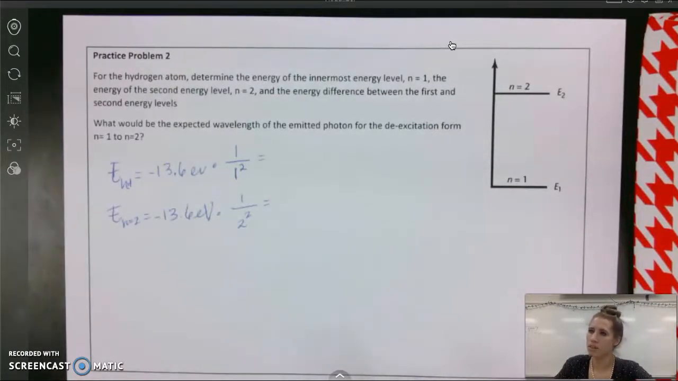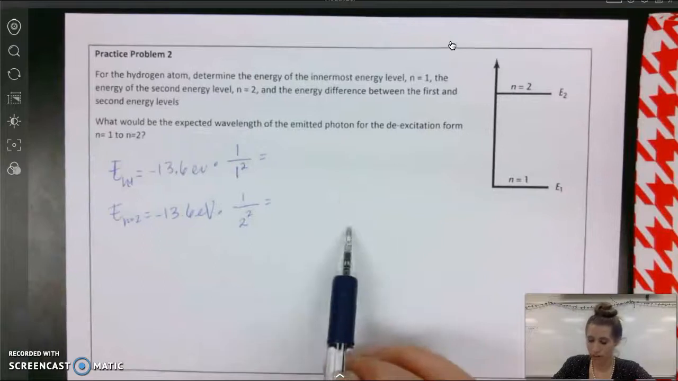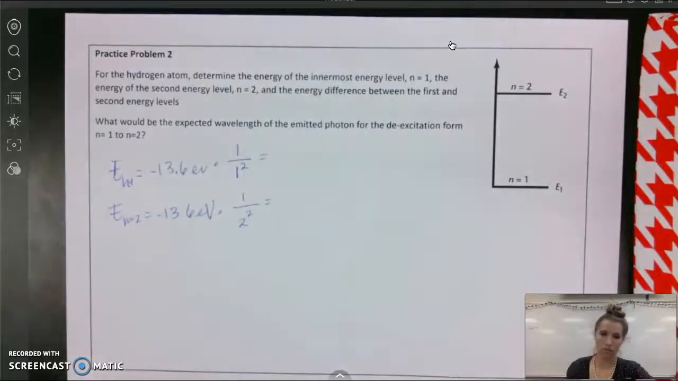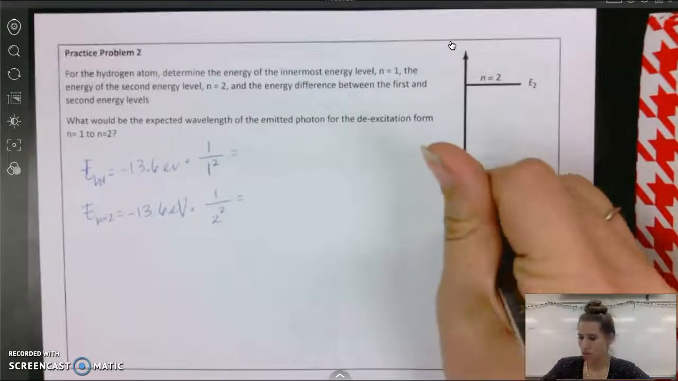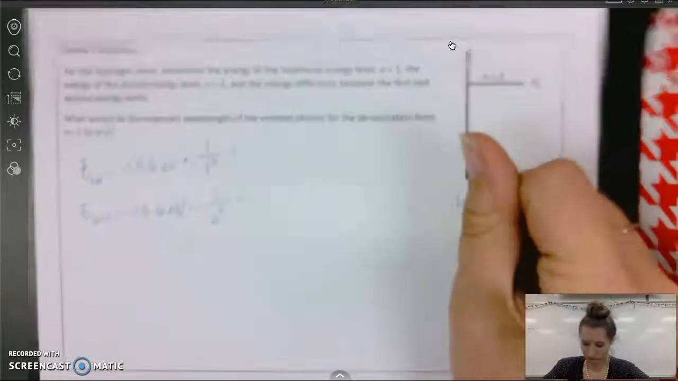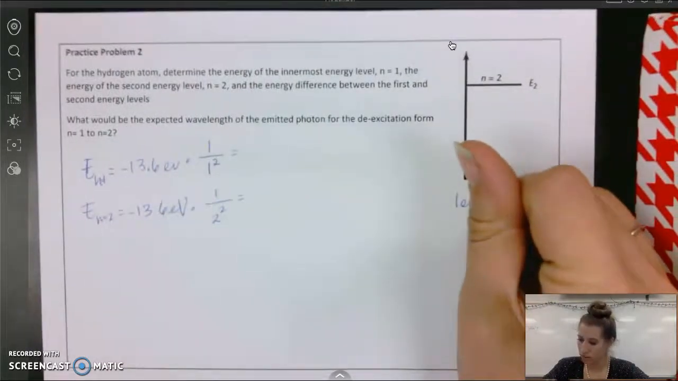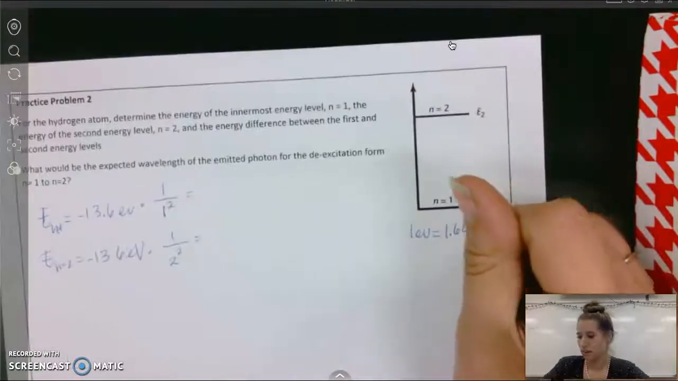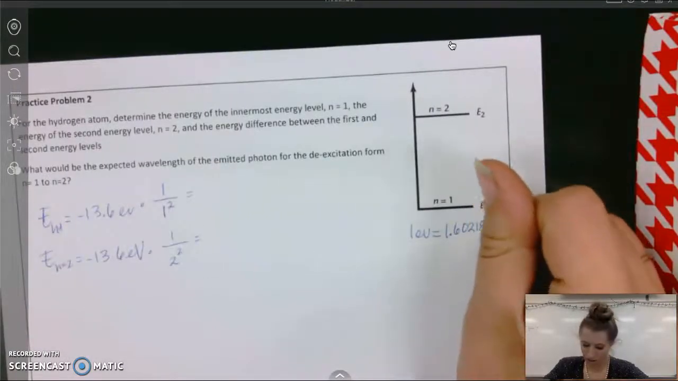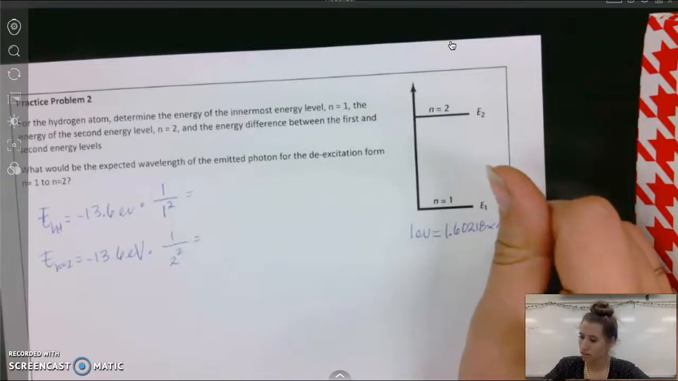But let's convert them to joules first. You're going to get final answers here that are in electron volts, and then the conversion factor from electron volts to joules is that 1 electron volt is the same thing as 1.60218 times 10 to the negative 19 joules.